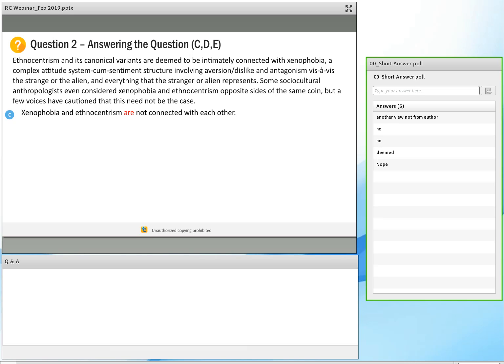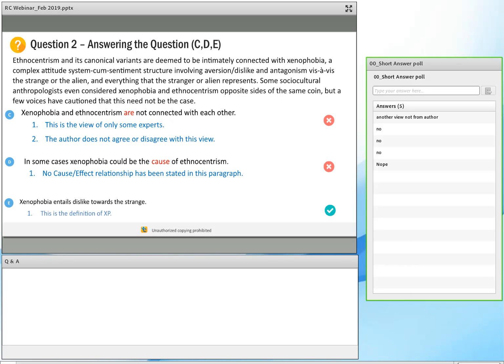Question 3. XP and EC are not connected with each other. Again, this is the view of some experts, not the view of the author, the same reasoning. Choice D, in some cases, xenophobia could cause EC. We don't have any cause and effect relationship stated, so this is completely out of scope.